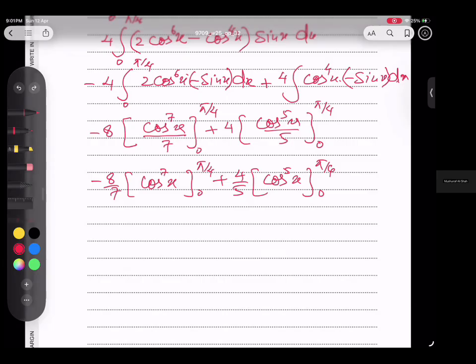Okay, so if we check it in the calculator, cos pi by 4, we are getting negative 8 by 7, and here we get root 2 by 2 to the power 7, because we have it, okay? And pi by 4 I plug in inside here. Minus, when I plug in 0, cos 0 is 1, and 1 to the power 7 is 1. Same story here, students. When I plug in here, root 2 by 2 to the power 5, and cos 0 is 1, and we are getting 1 here.